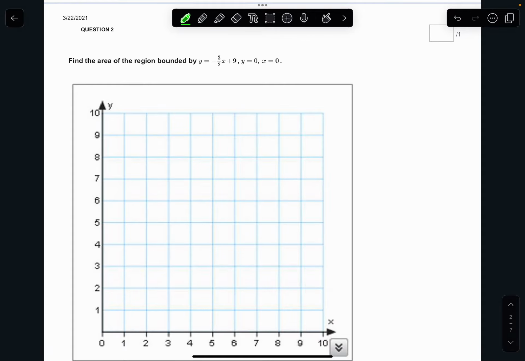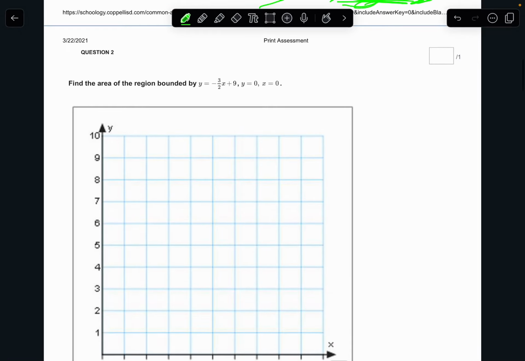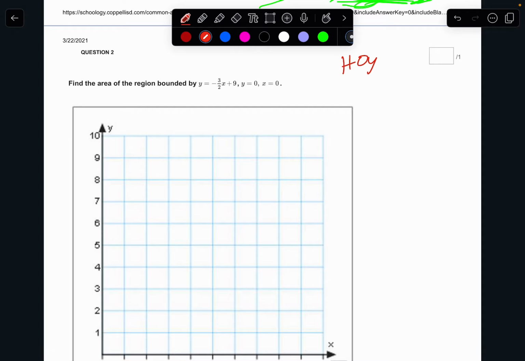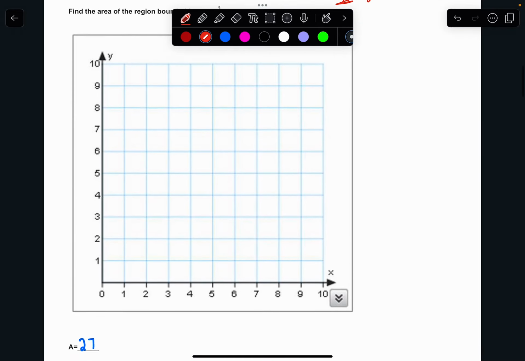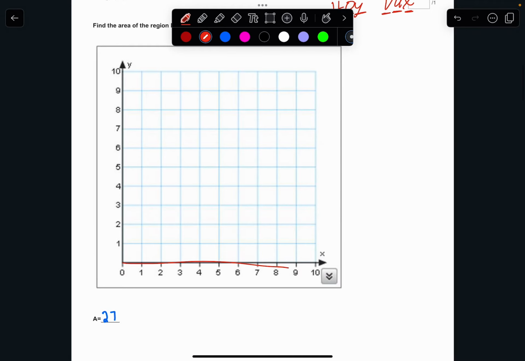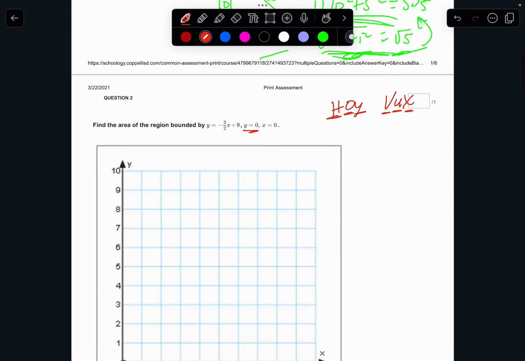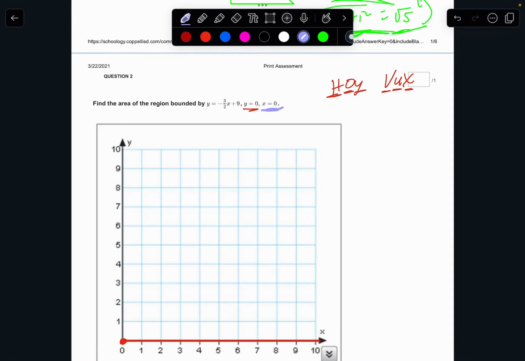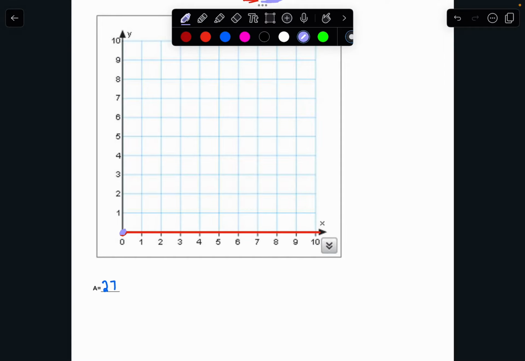It says find the area of the region bounded, and they gave us 3 graphs. So first off, try to remember all about the Hooy-Vux. Horizontal lines, 0 slope, y equals. Vertical lines, undefined slope, x equals. So when they say y equals 0, that's the Hooy, horizontal. Let's go a little thicker. The horizontal line for y equals 0. You go to where y equals 0 and you draw a horizontal line. We have x equals 0. So we go to where x equals 0, vux, vertical, and we draw a vertical line.